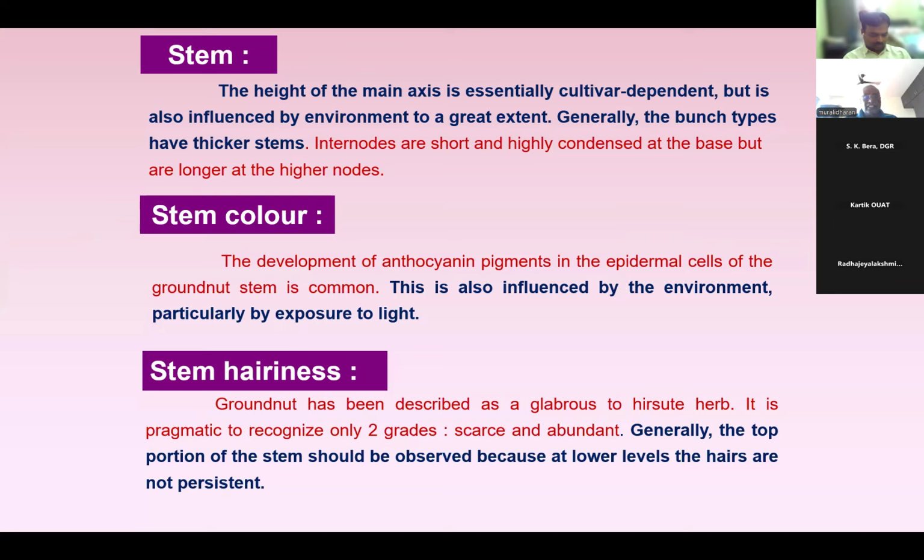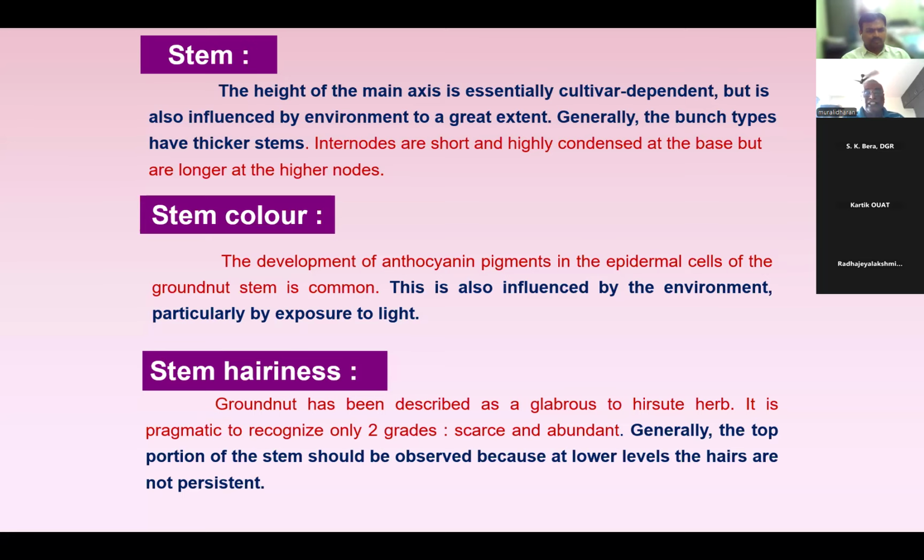Stem color is also influenced by environment, particularly by exposure to light. Stem hairiness has been described as glabrous to hirsute. There are two types, scarce and abundant. Generally, the top portion should be observed, because the lower leaves are not persistent.